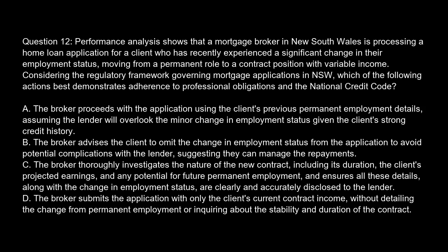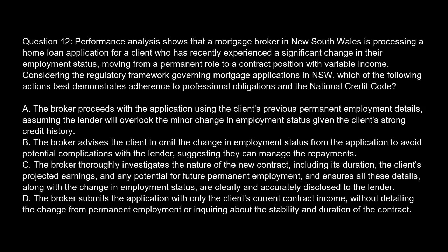Option A. The broker proceeds with the application using the client's previous permanent employment details, assuming the lender will overlook the minor change in employment status given the client's strong credit history. Option B. The broker advises the client to omit the change in employment status from the application to avoid potential complications with the lender, suggesting they can manage the repayments.